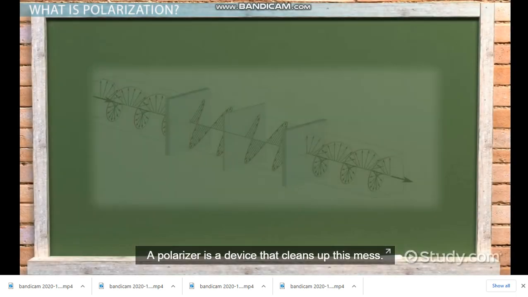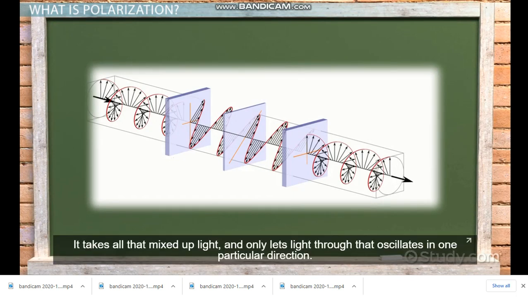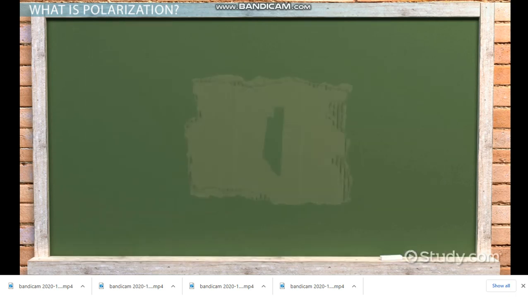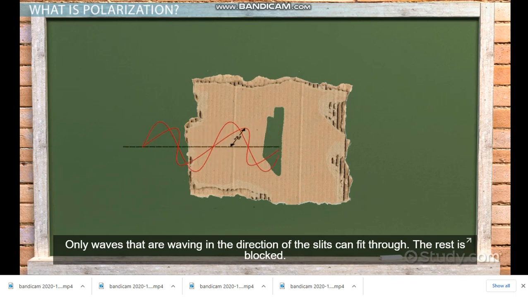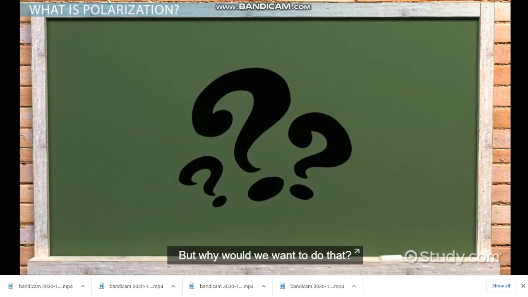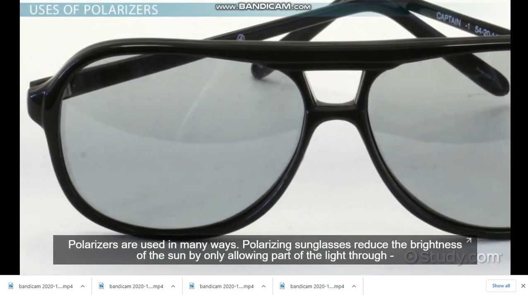A polarizer is a device that cleans up this mess. It takes all that mixed up light and only lets through light that oscillates in one particular direction. You can think of it like a piece of card with slits in it. Only waves that are waving in the direction of the slits can fit through. The rest is blocked. But why would we want to do that? What's the point? Polarizers are used in many ways.